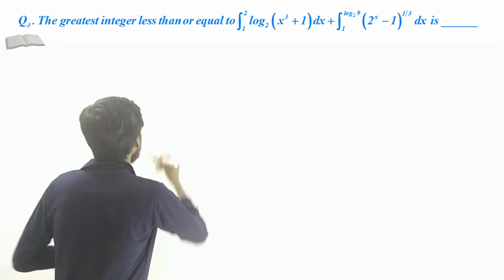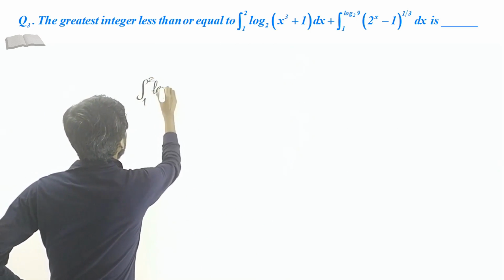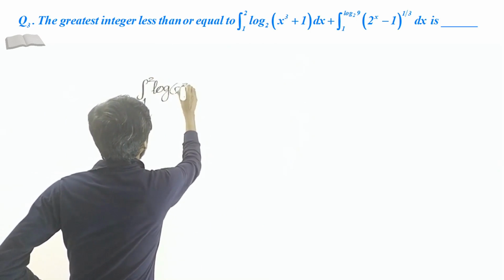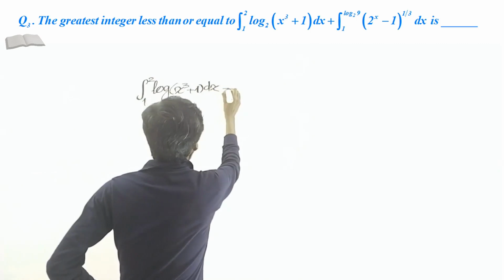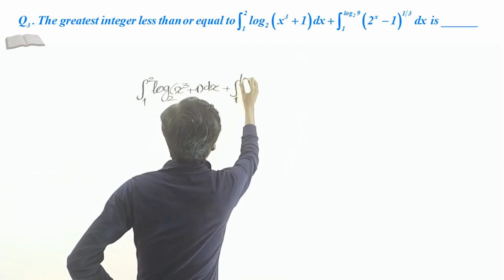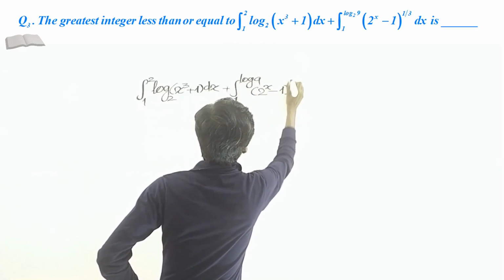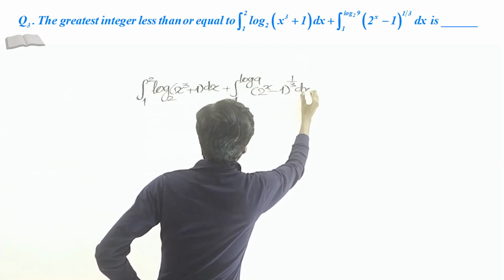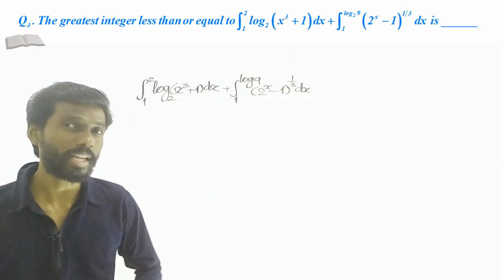So this is the question given. Integral 1 to 2 of log base 2 of x cube plus 1 dx, plus another integration from 1 to log base 2 of 9, of 2 to the power x minus 1, whole to the power 1 by 3, dx. So these are the two functions, right? Log of x cube plus 1, and 2 to the power x minus 1. Is there any relation between these two functions?